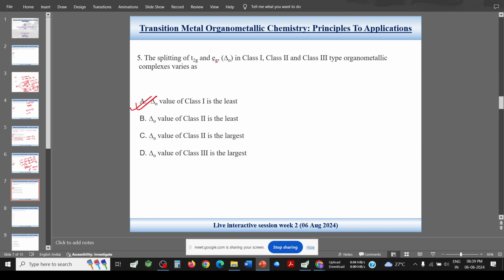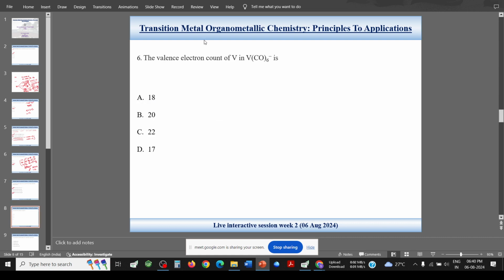For this question we have two correct options. Option A, that the delta O value for class 1 is least, and option D, that the delta O value for class 3 is largest. Very good, these two are the correct options.